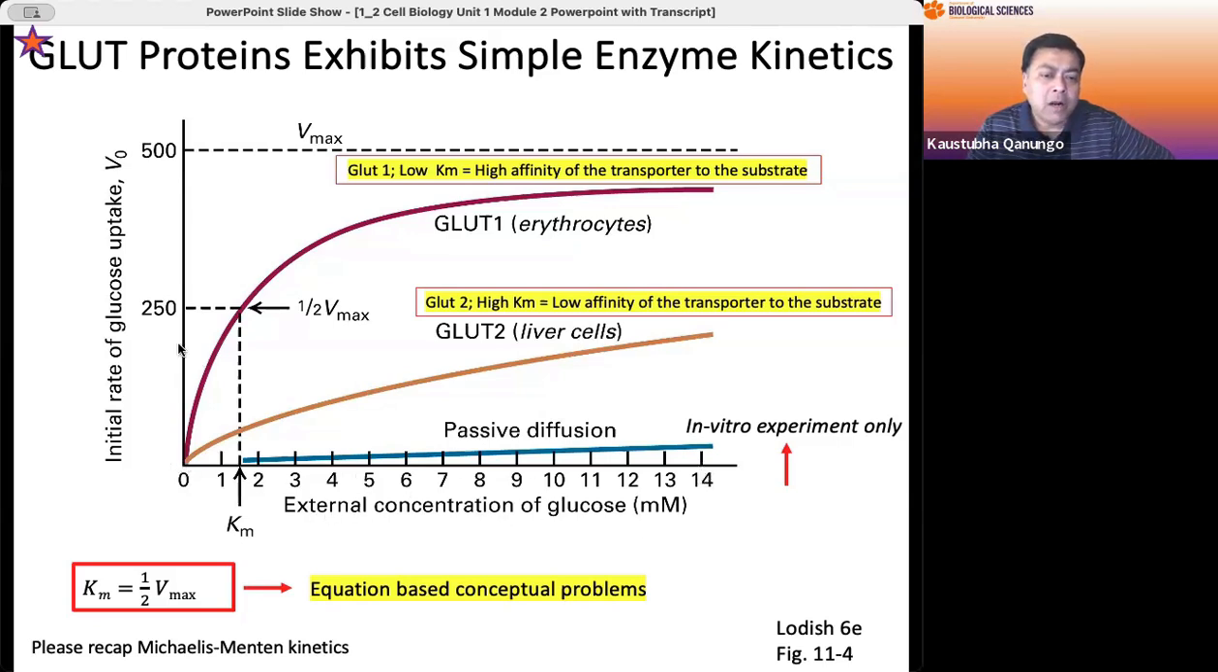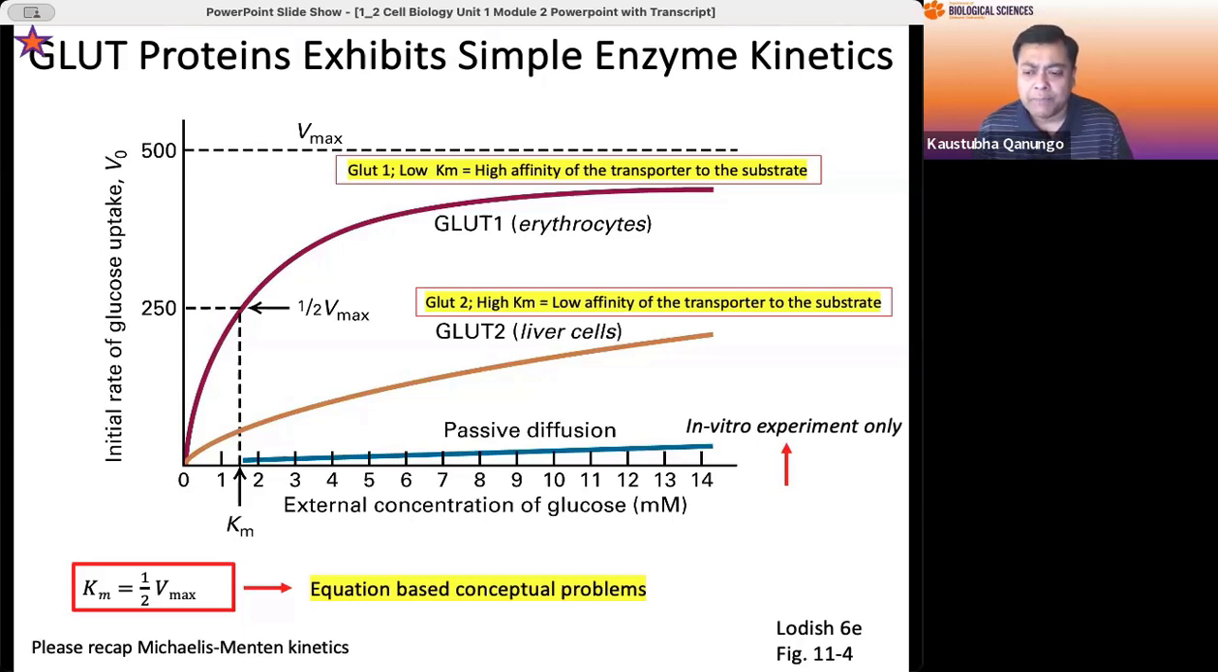And right here, this is the initial rate of glucose uptake, and this is in the Michaelis-Menten equation. We consider that as a V0. So this is your V0, initial rate of glucose uptake. So here you can see that passive diffusion means that if you just put a cell in glucose water, glucose probably is going to move into the cell in an in vitro experiment. Remember that. This can only happen if you have an isolated cell that you put in a glucose solution.